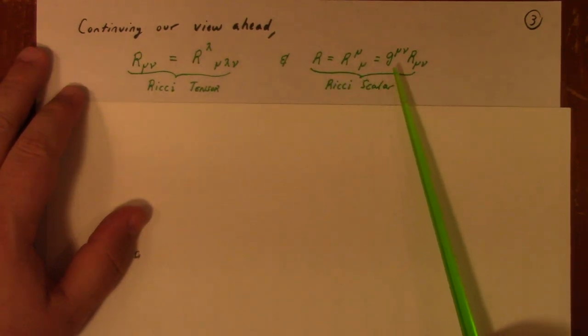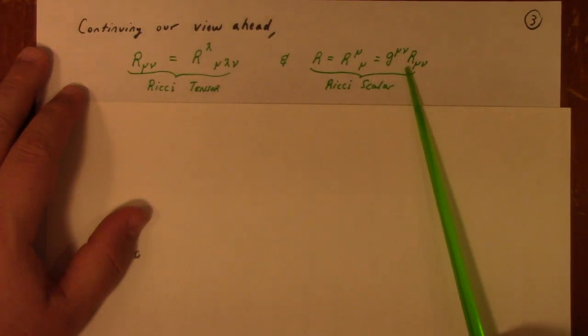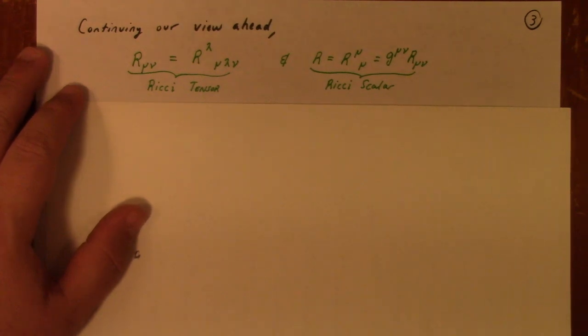And so the scalar, here's the formula in terms of the Ricci tensor: g mu nu, R mu nu, and this is a sum over mu and nu. All repeated indices are summed in this lecture. We're back to that again, okay?